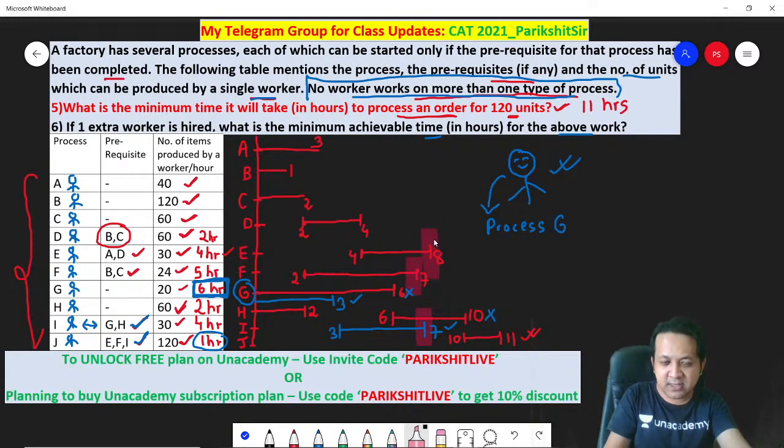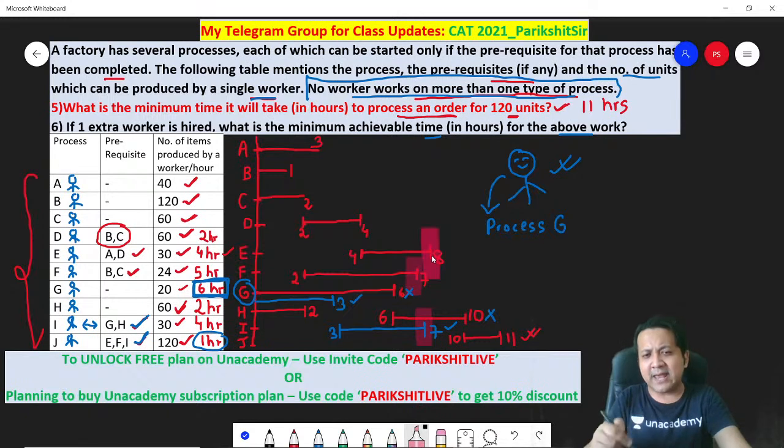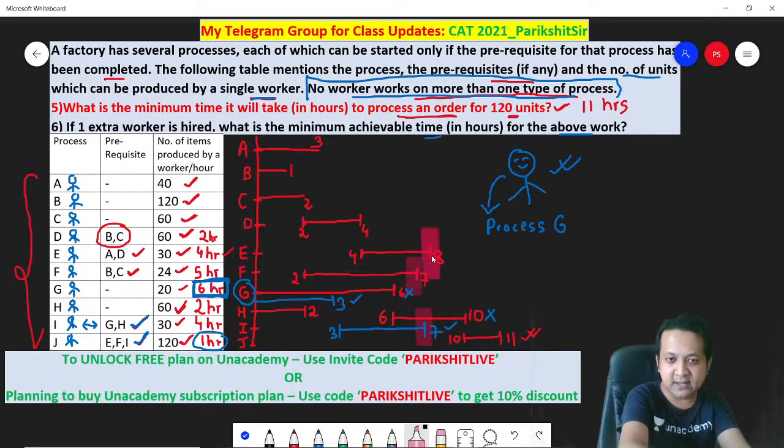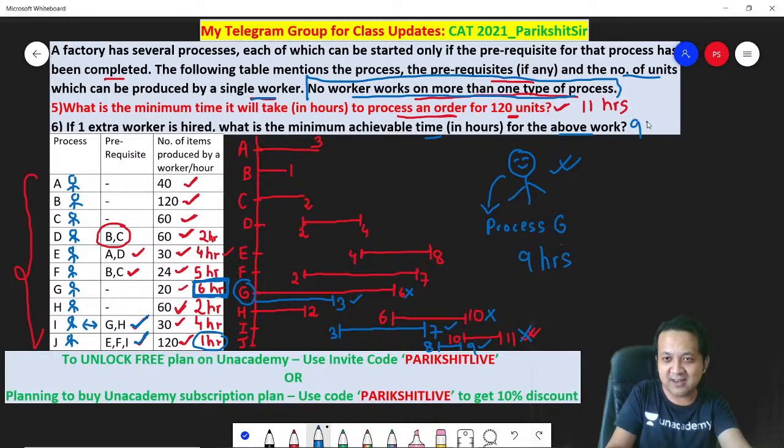Why? Because remember, all the 3 processes will get over at the end of 8 hours. Not 7. Why not 7? Because at the end of 7 hours, E is not yet complete, and you need all the 3 processes to be completed. So obviously it would mean we can start by the end of 8 hours. If you start at the end of 8 hours, it will take 1 hour. So 8 to 9. Fine. So it will no longer be 11. It will be 9. Answer for the second question is 9 hours.